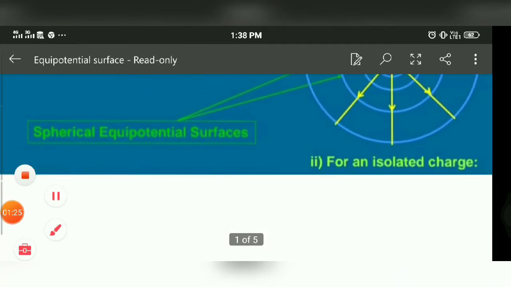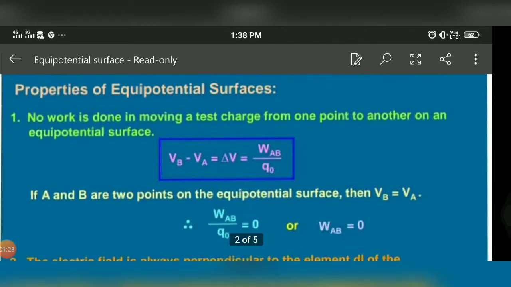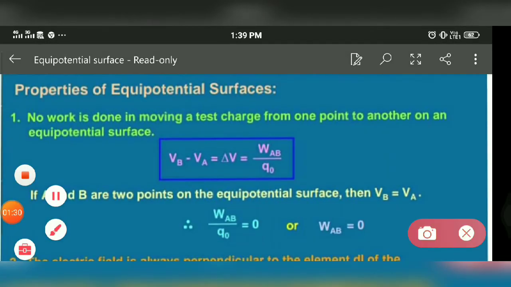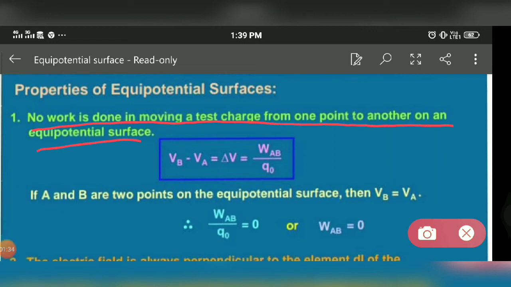Next, there are properties of equipotential surface. What is the first property? The first property is that no work is done in moving a test charge from one point to another on an equipotential surface. How is it possible? Suppose this surface is equipotential. At this point the potential is V, at this point the potential is V. Let this point be A and this point be B. At A the potential is VA, at B the potential is VB.